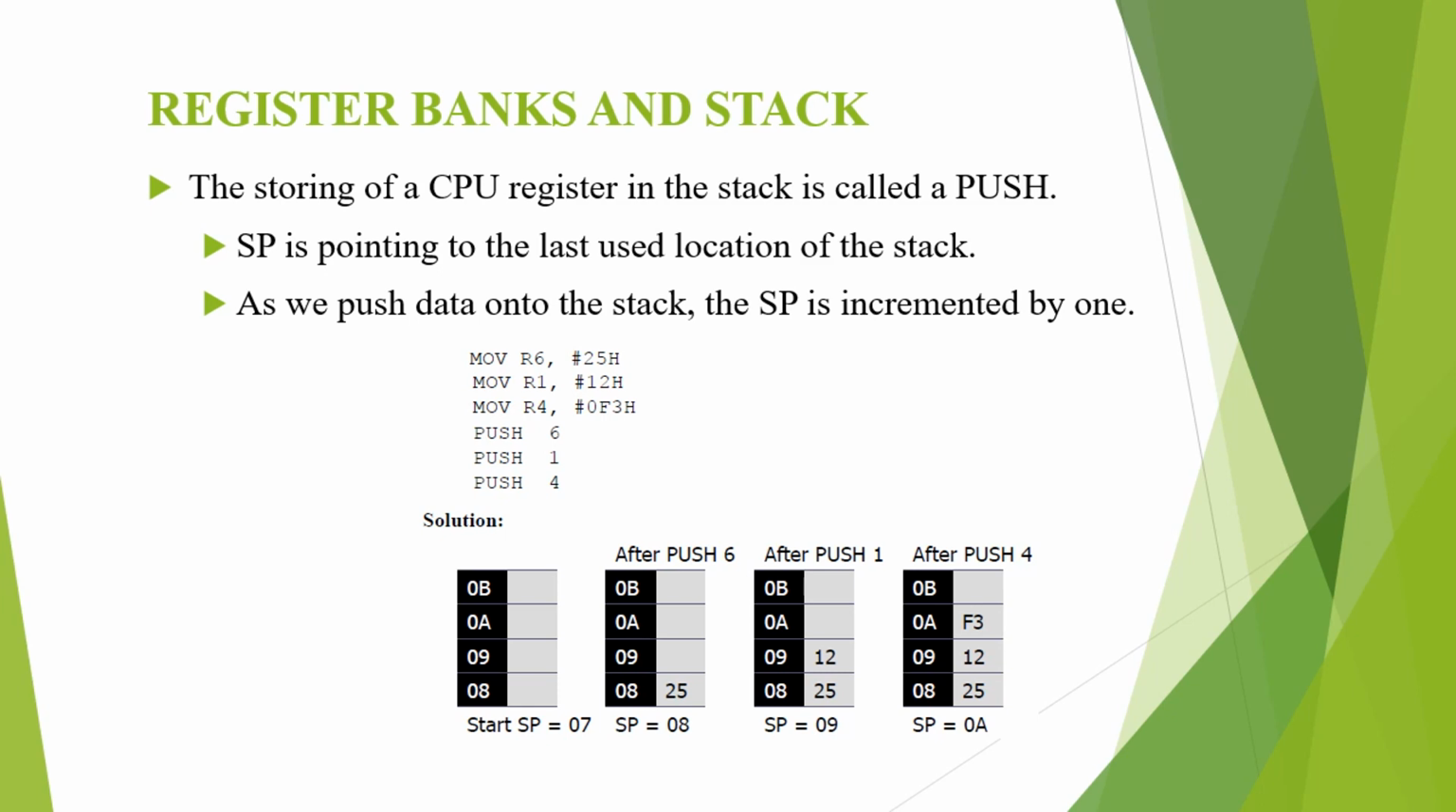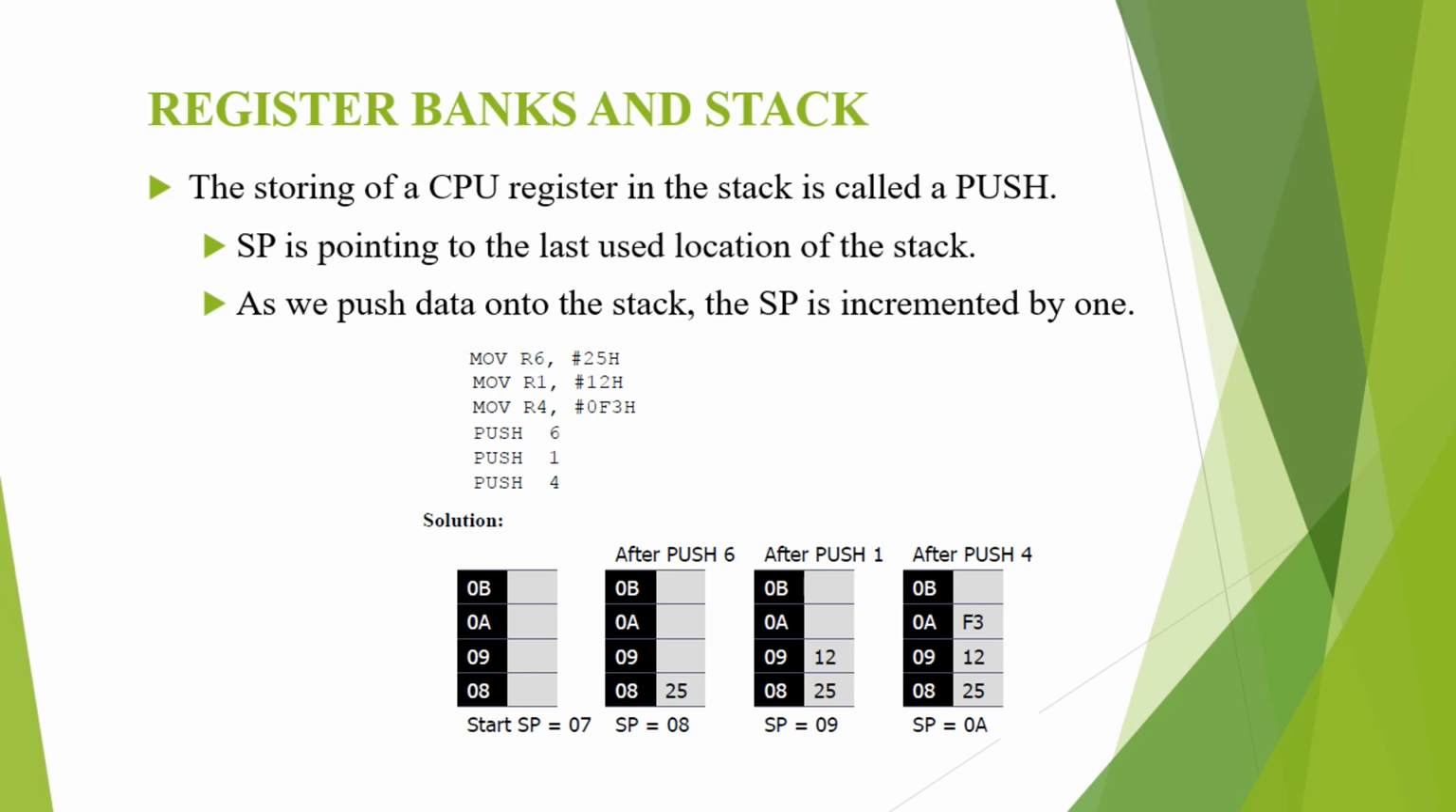Let us see a code snippet to illustrate the push operation. MOV R6, #25H; MOV R1, #12H; MOV R4, #0F3H; PUSH 6; PUSH 1; PUSH 4. Push 6 means the content of register R6 will be pushed to the stack. Push 1, the content of register R1 will be moved to the stack. Push 4 means the content of register R4 will be moved to the stack.